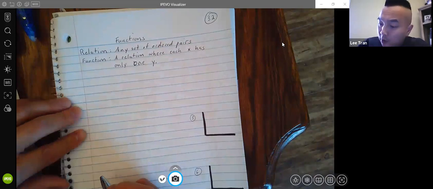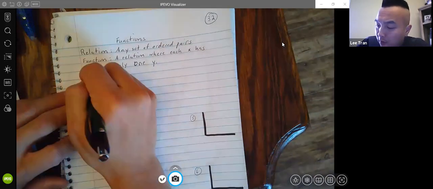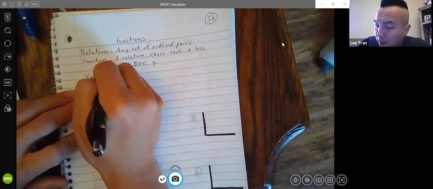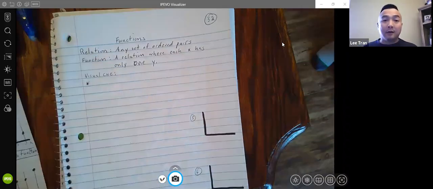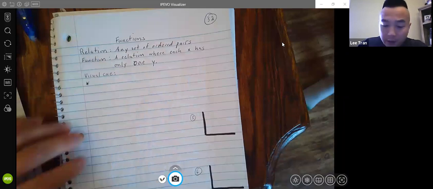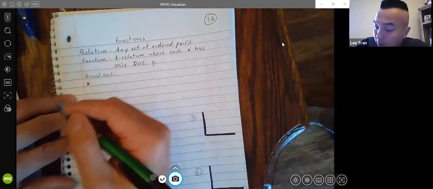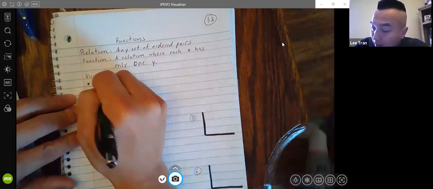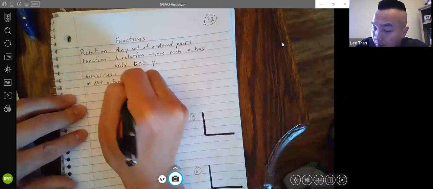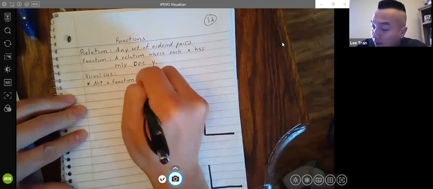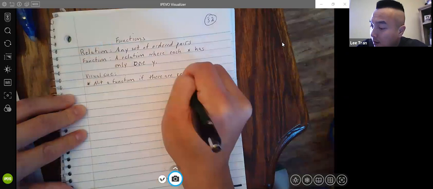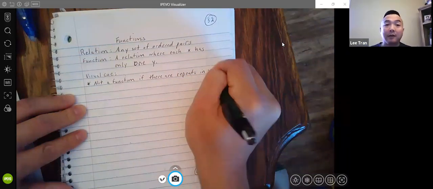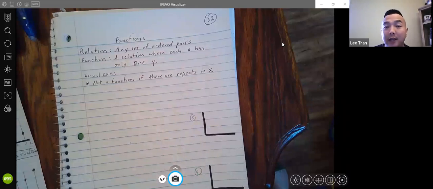Under the next part here, I'm going to write visual cue, C-U-E. I'm going to tell you when it is not a function. You can tell by looking at an ordered pair that it's not a function if there are repeats in x. It's not a function if you see the same x being repeated.